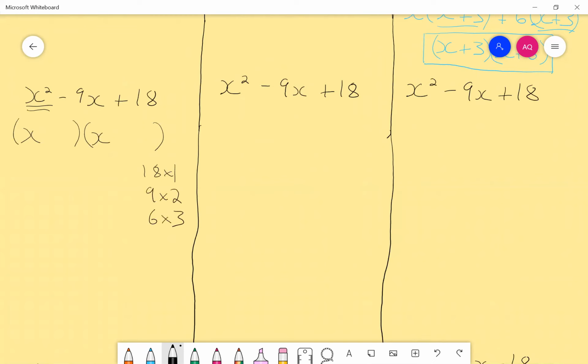Now, these are the same methods, just slightly different with the signs. So when we have a positive on the last number, again, it means the numbers must add to give us the 9x. Okay, so positive on the last number means the numbers must add to give us 9x. So we're going to have to choose 6 and 3 again. Same as the last one. There is a slight difference now because this is a negative 9x here.